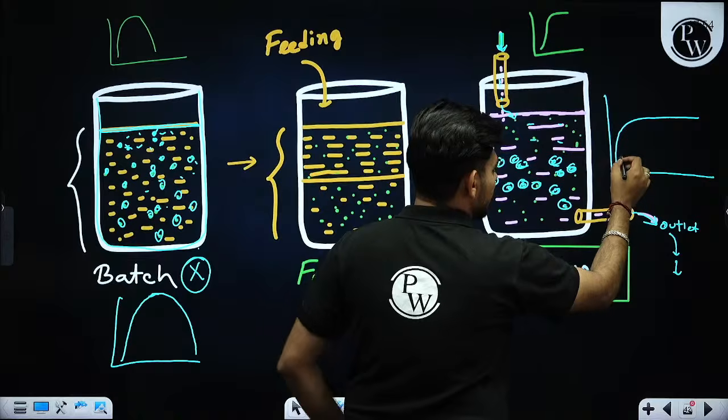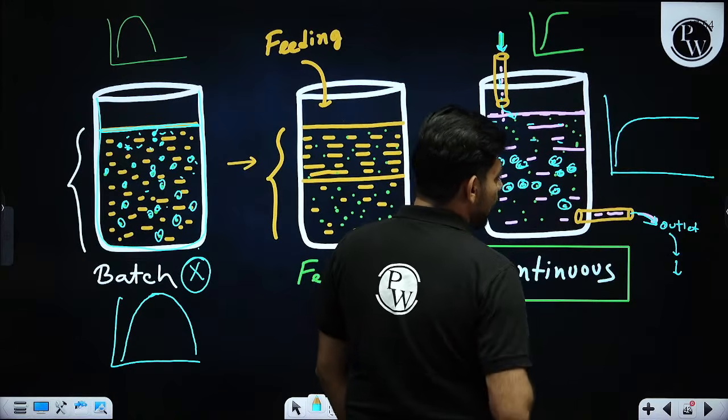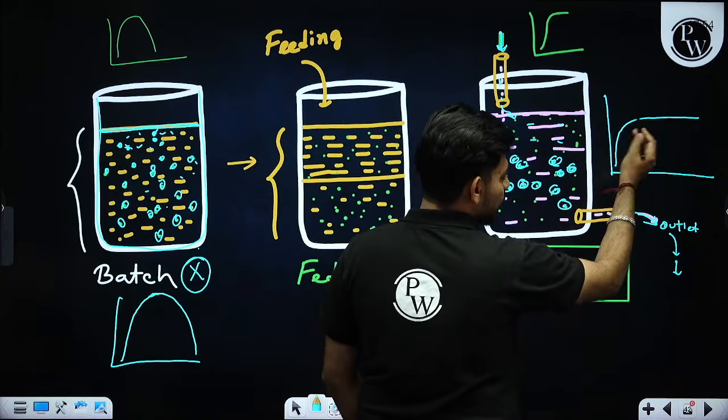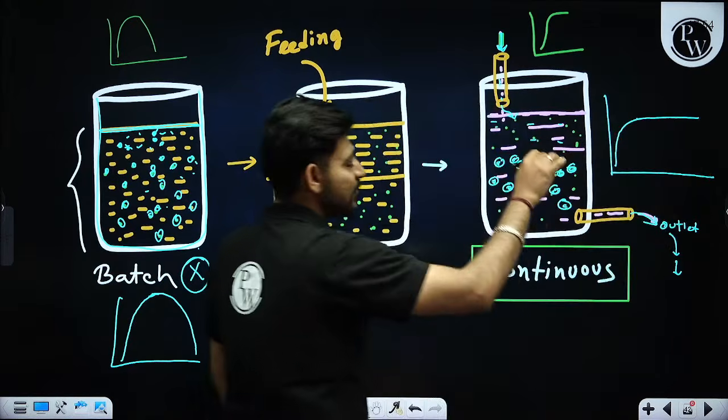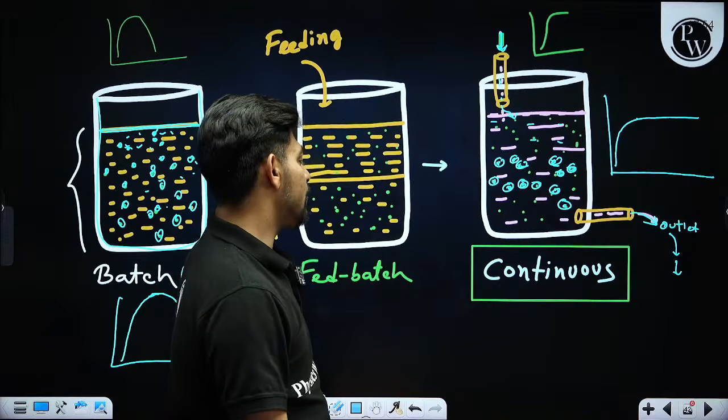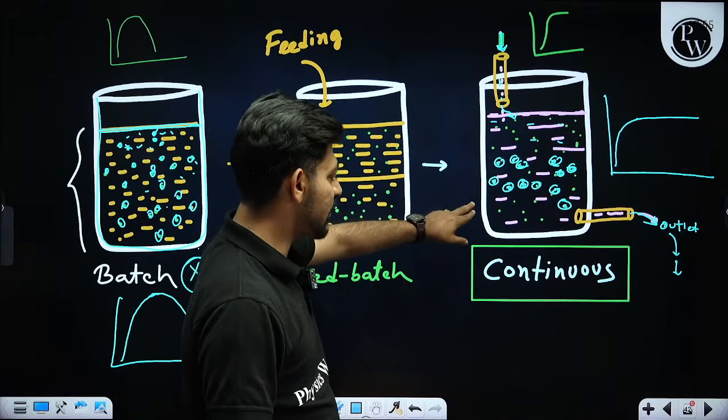There will be a log phase, there will be an exponential phase, and there will be a stationary phase. There will be no lag phase, or there will be no downfall. That is the importance of continuous culture.